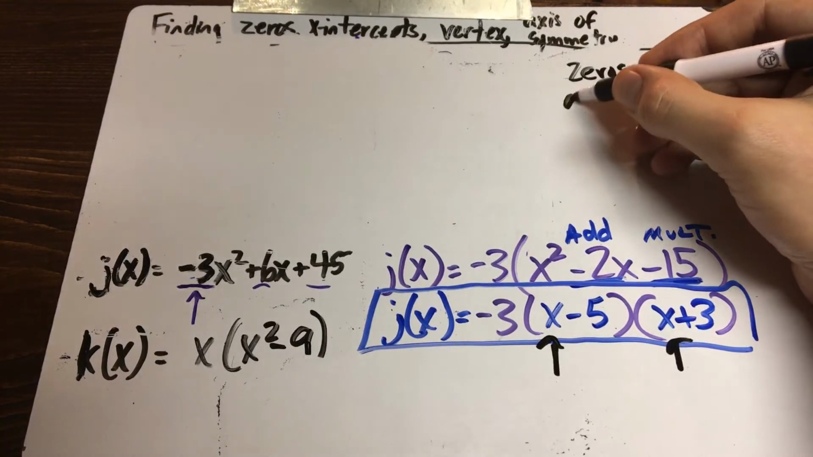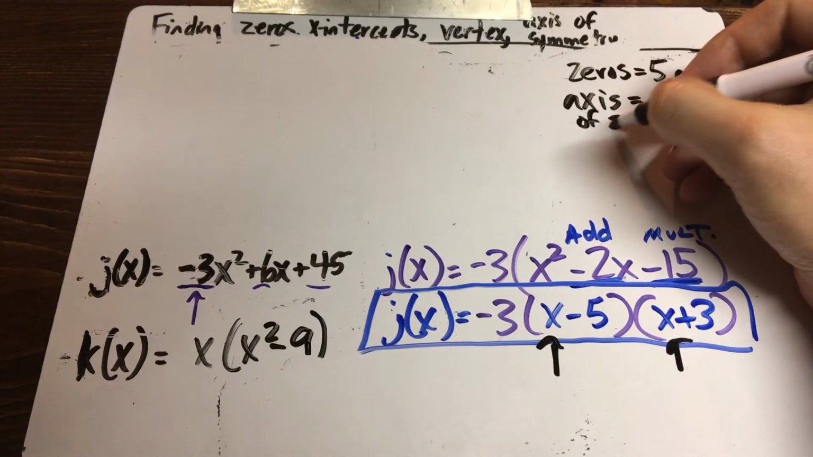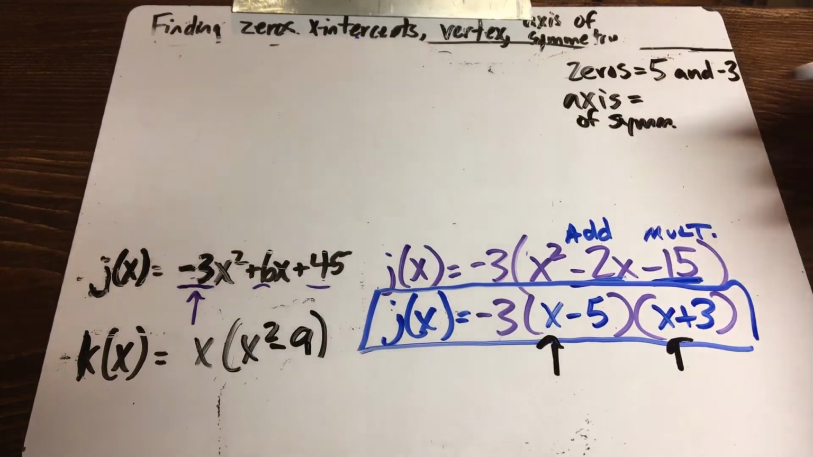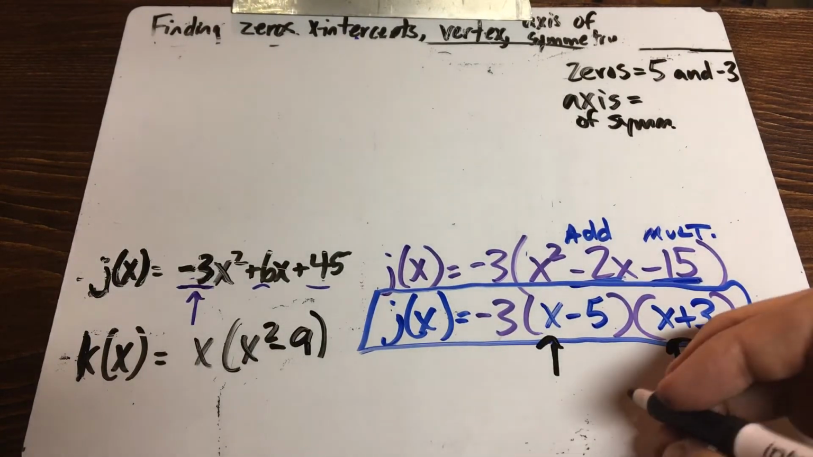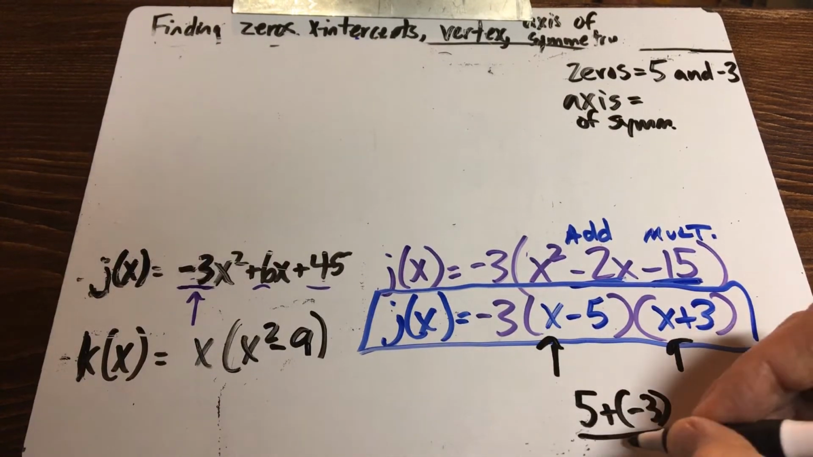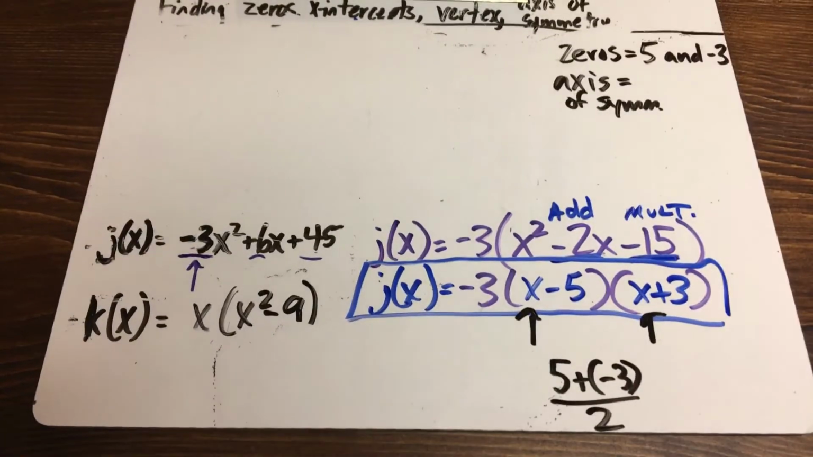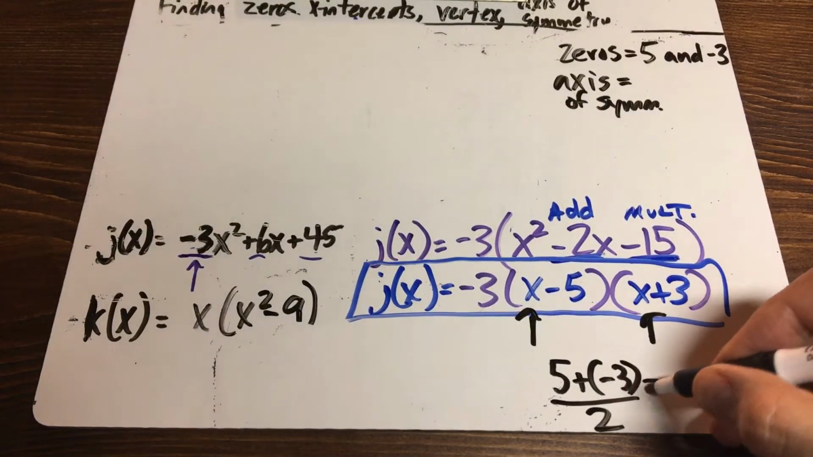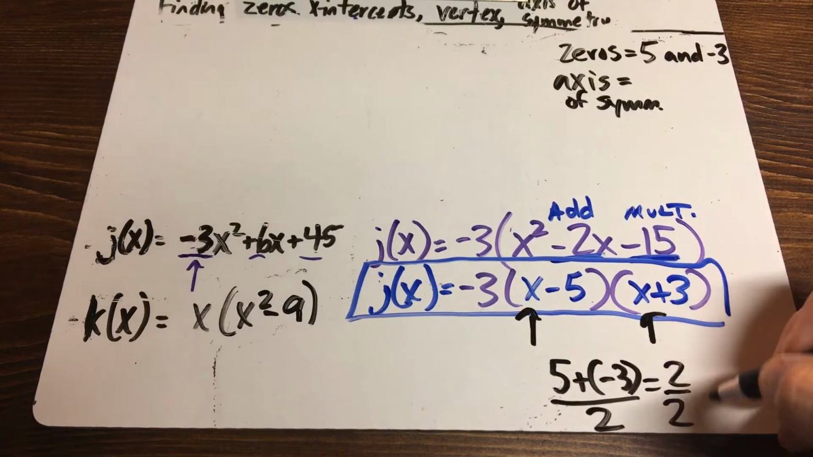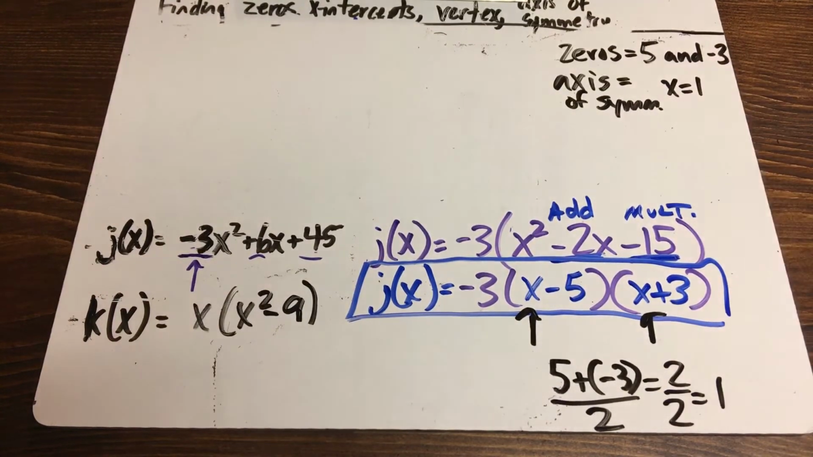My axis of symmetry would be the midpoint. What's halfway in between positive 5 and negative 3? If you don't know, just add them up and divide by 2. Positive 5 plus negative 3, and then divide it by 2. 5 plus negative 3 is 2. 2 divided by 2 is 1. So my axis of symmetry is at x equals 1.